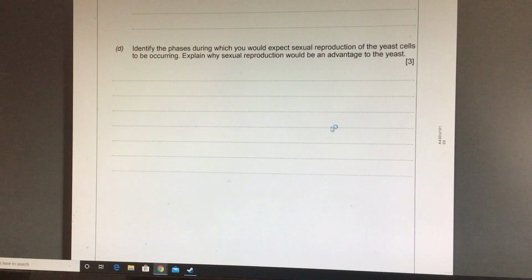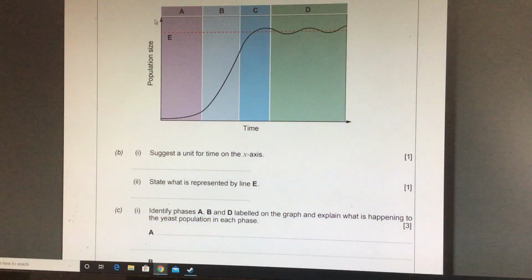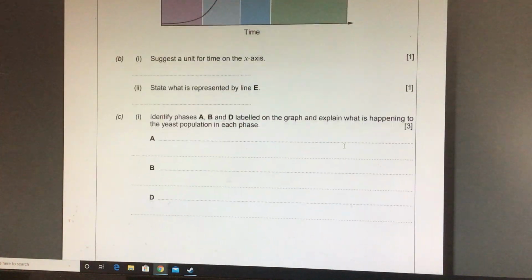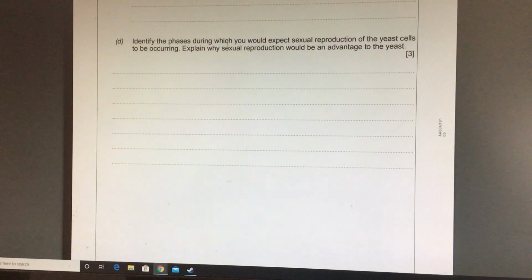This last question here, actually no, it's not last, it's last on this page. First part, identify the phases. So literally give me the letters. What phases out of A, B, C, and D, either 2 or 3, because it's a plural. Identify the phases in which you would expect sexual reproduction of yeast cells to be occurring.